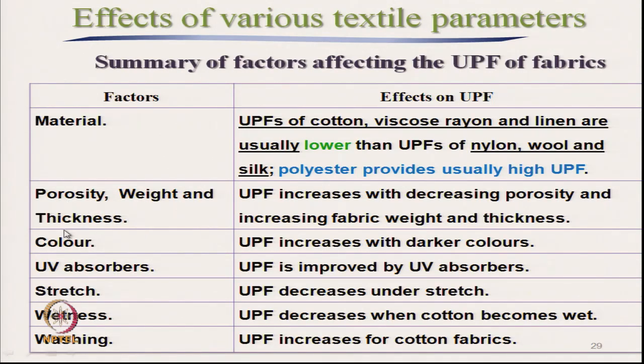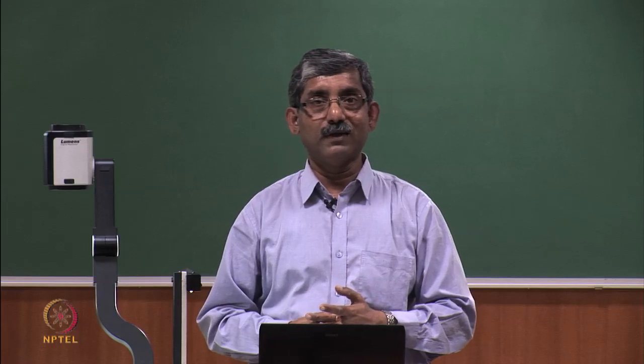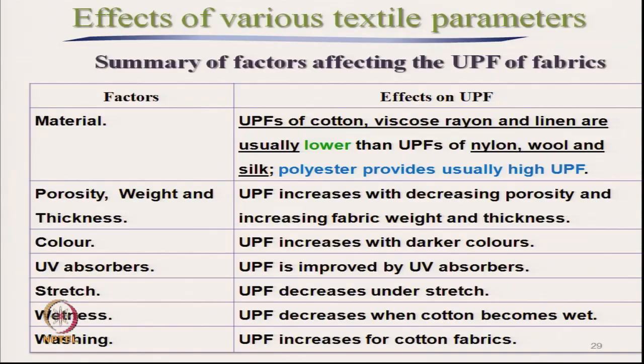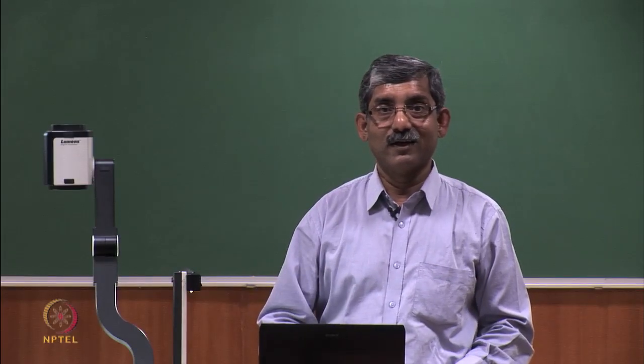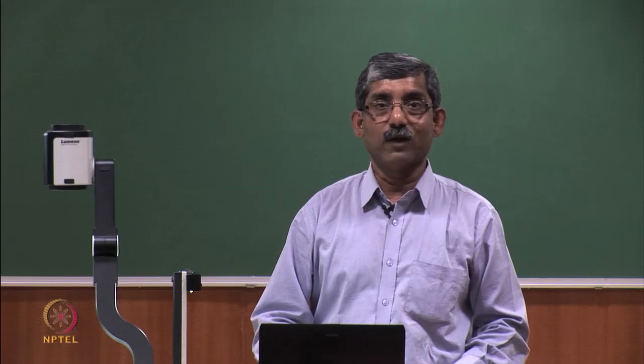Porosity, weight and thickness: UPF increases with decrease in porosity and increases with increase in fabric weight and thickness. So, thicker or heavier fabric will have higher UPF value, but fabric with higher porosity will have lower UPF value. UPF also increases with the depth of shade. So, if we have a material with a darker shade, that will have higher UPF value.